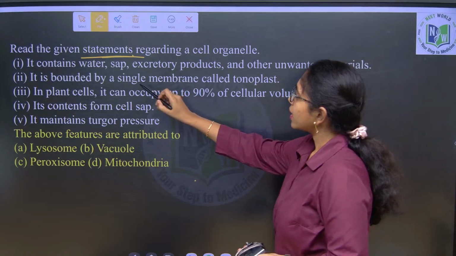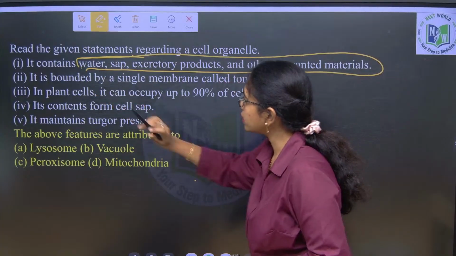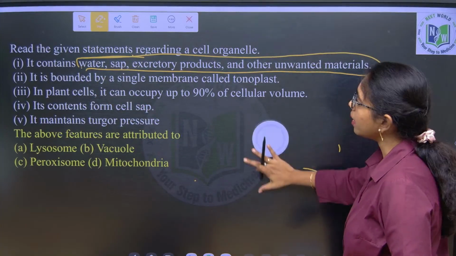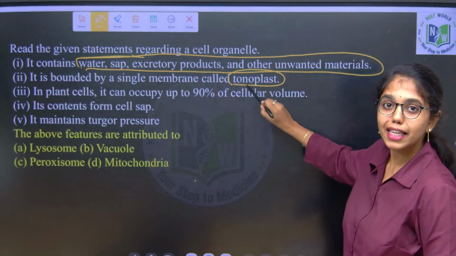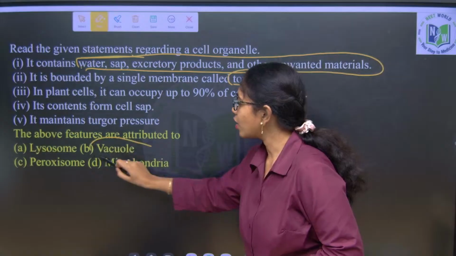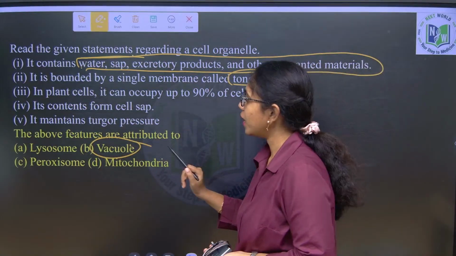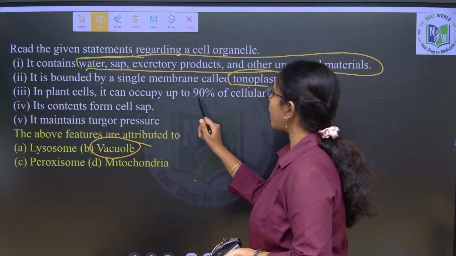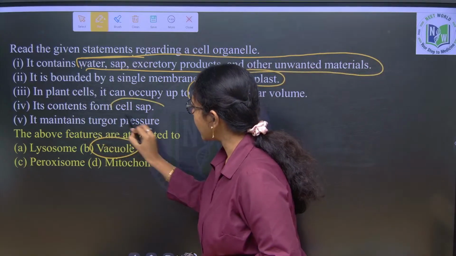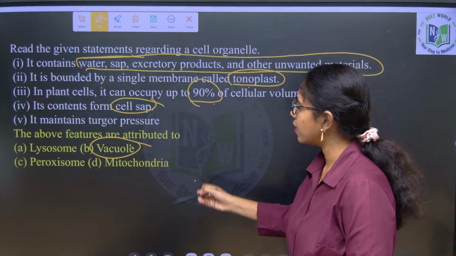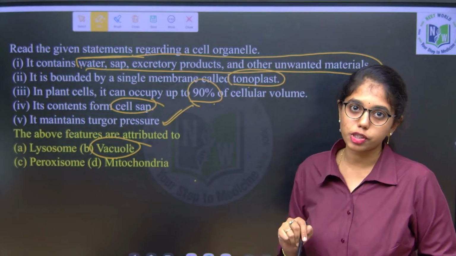It contains water, sap, excretory products and other unwanted materials. Of course that is true. It is bounded by single membrane, that is tonoplast. Just by looking into the single membrane tonoplast, you can go for the organelle, that is vacuole. But hold on, we have to look into the other three statements as well. In plant cells, it can occupy 90% of the cellular volume. True. Next, it contains cellular sap. Correct. It maintains the turgor pressure. That is also true. And here I would like to add one more point with respect to vacuole.